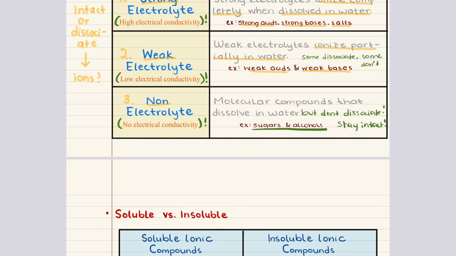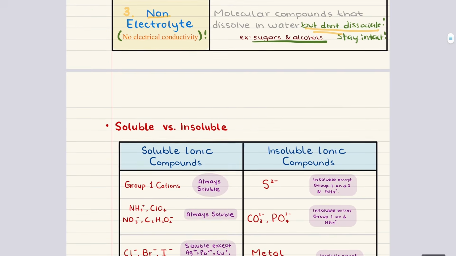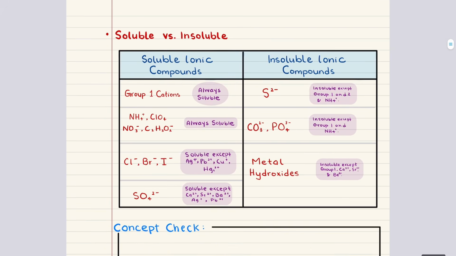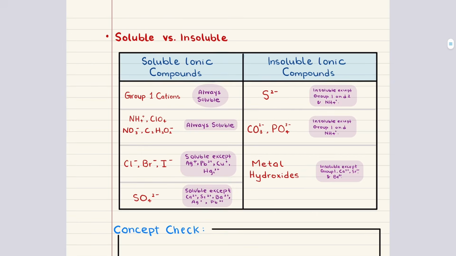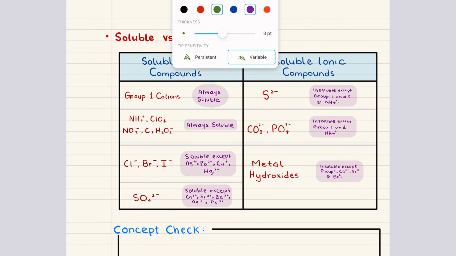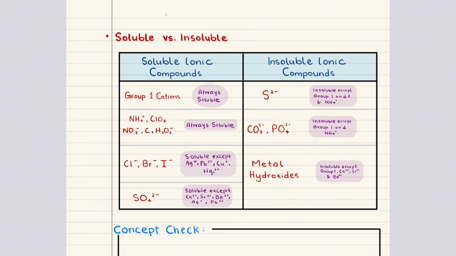Now, understanding the behavior of strong, weak, and non-electrolytes really helps us predict how a solution will behave, not just in terms of chemical reactivity, but also in terms of physical properties like electrical conductivity. Now, it becomes important to learn which compounds actually dissolve in water in the first place. And this brings us to the concept of solubility rules.